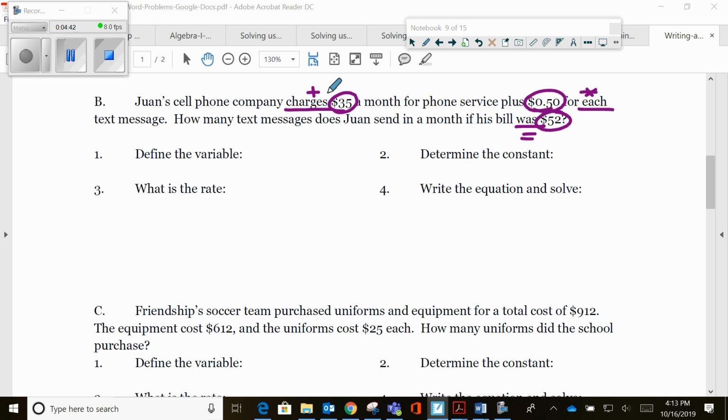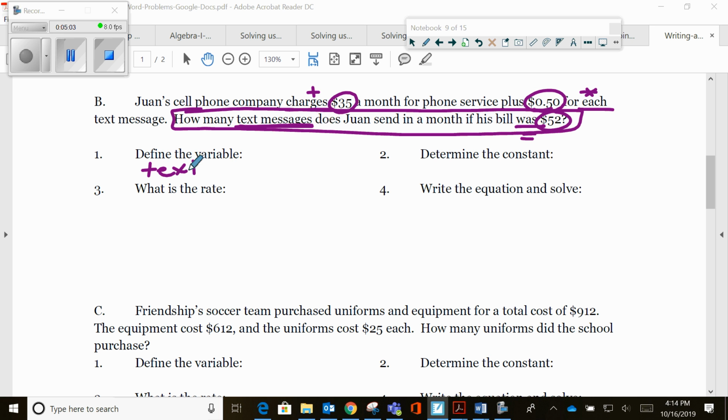So now let's define our variable. We have to box in our question of how many text messages we are going to send and eliminate unnecessary information. There's not a whole lot of unnecessary information here, so we're going to leave that alone. Now I have to define the variable, and the variable is our text messages. That's what we don't know. So I'm going to use T as my variable.